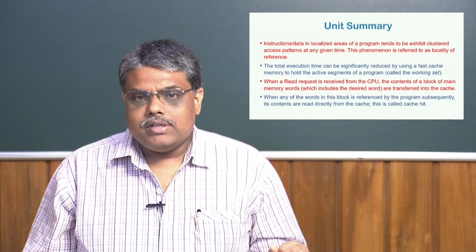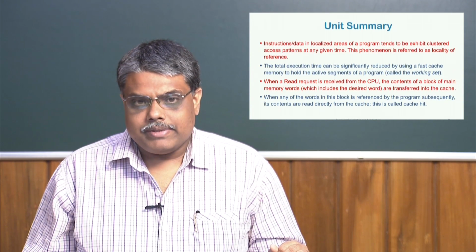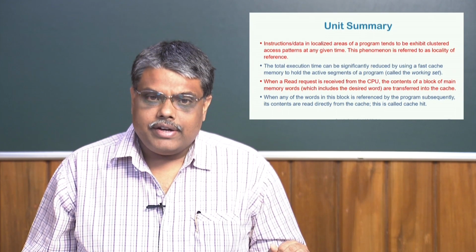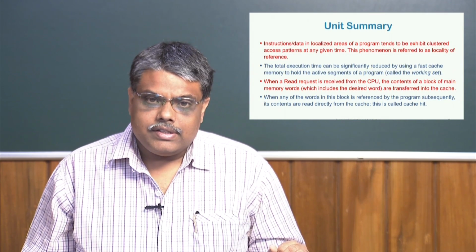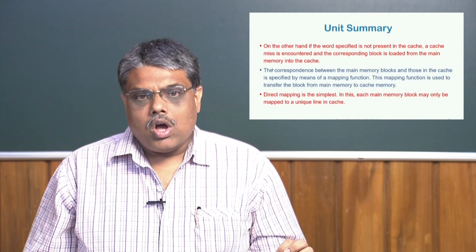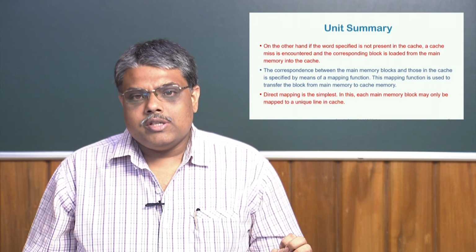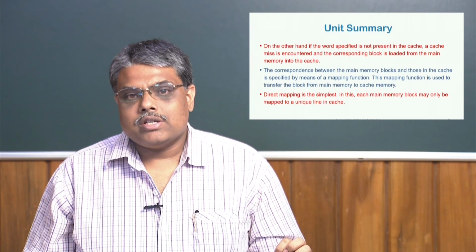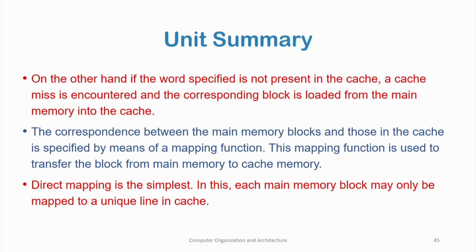When any of the words in this block is referenced by the program subsequently, its contents are read directly from the cache, and this is called a cache hit. On the other hand, if the word specified is not present in the cache, a cache miss is encountered and the corresponding block is loaded from the main memory into the cache. The correspondence between the main memory blocks and those of the cache is specified by means of a mapping function. This mapping function is used to transfer the block from main memory to cache memory.